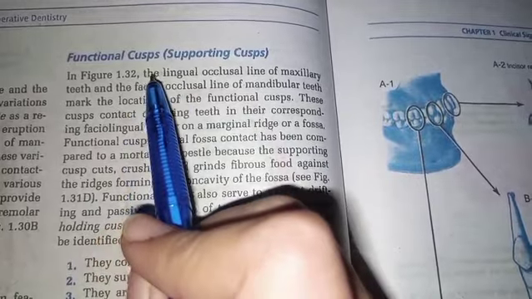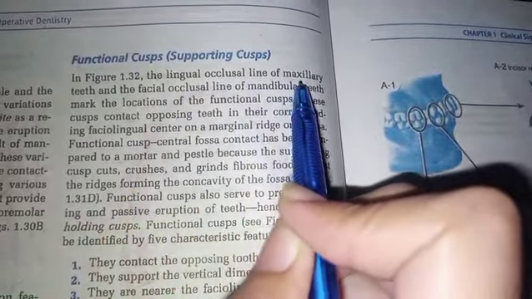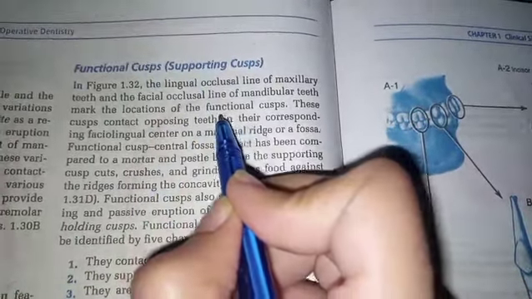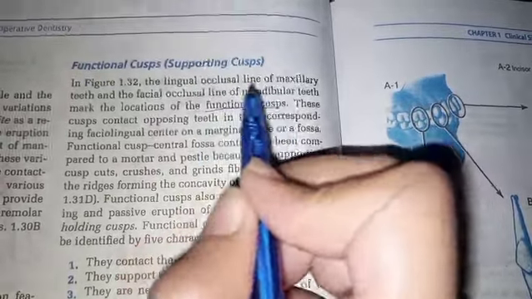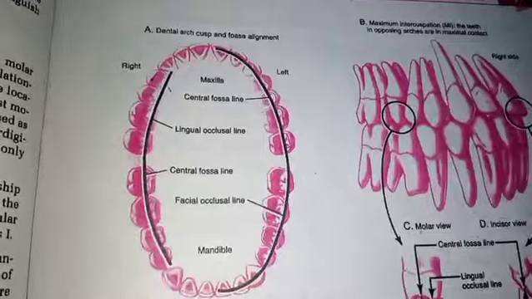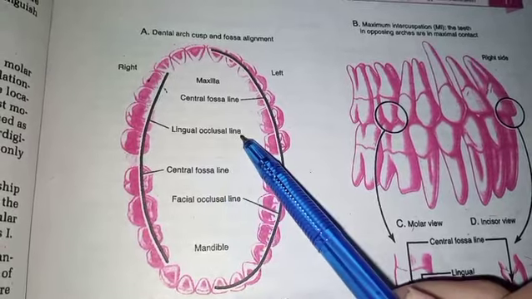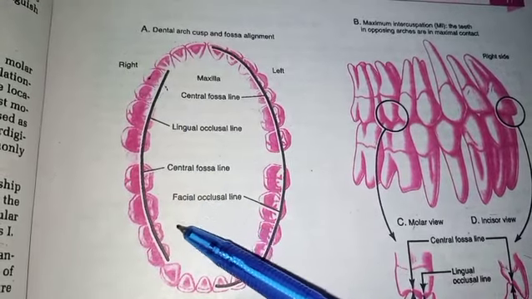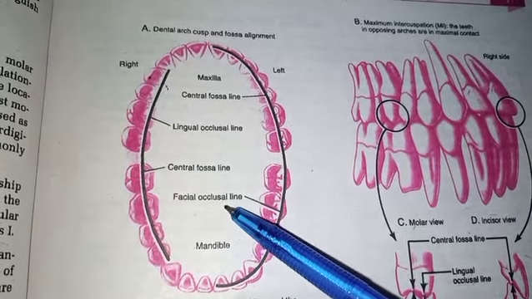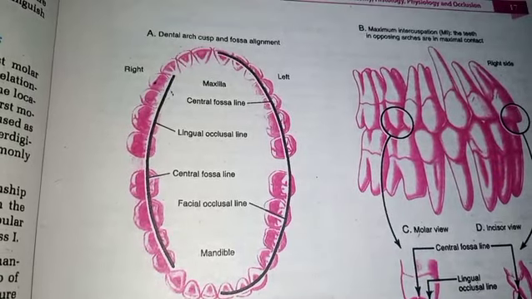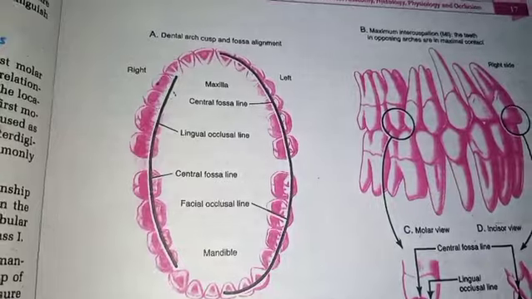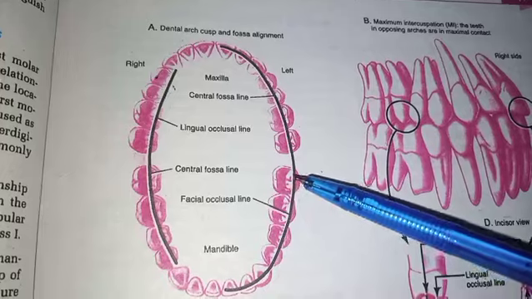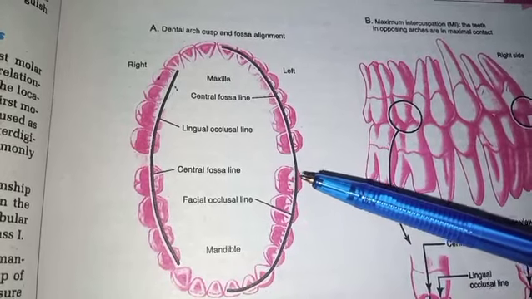The lingual occlusal line of the maxillary teeth and the facial occlusal line of the mandibular teeth mark the location of functional cusps. So basically, they are saying that. You can see here this line, which is the lingual occlusal line of the maxillary teeth, and the facial occlusal line of the mandibular teeth. These lines mark which ones are the functional cusps.